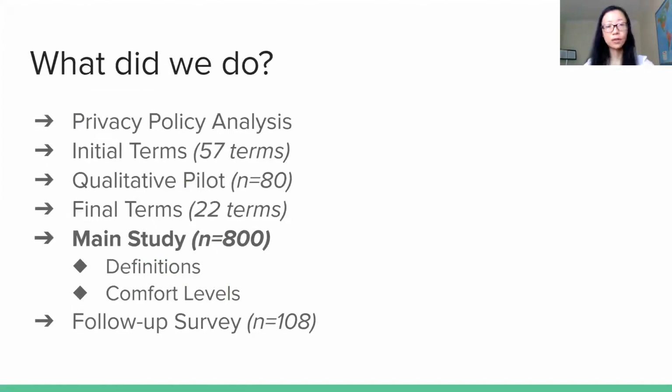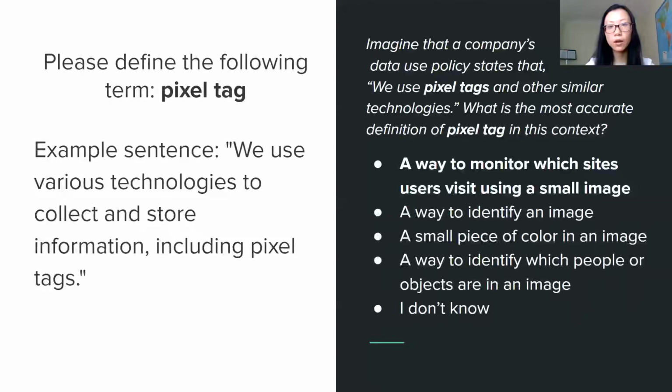And so the main study looked at both misconceptions, which we looked at through how well people can define it, as well as comfort levels. So let's talk a bit about definitions. So on the right, you see a question about pixel tags drawn from our main study. And so the definition section asks users to select the correct definitions for the terms from multiple choice questions. So the correct answer is highlighted in bold here, and the incorrect answers were drawn from actual answers users gave in the pilot. And so in our main study, this could reveal actual misconceptions exhibited by the users and see if these misconceptions were commonly held.